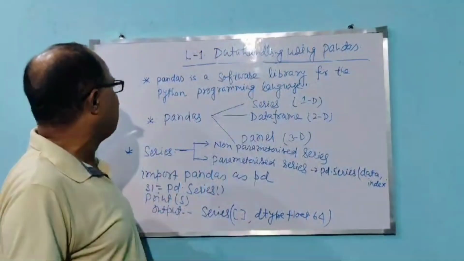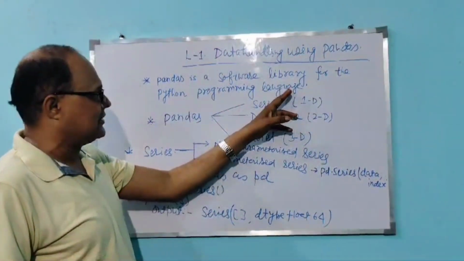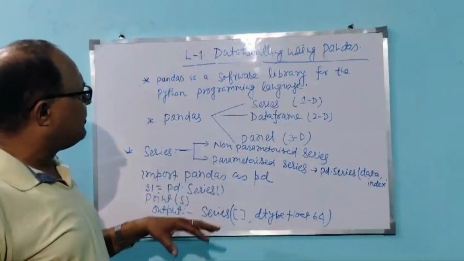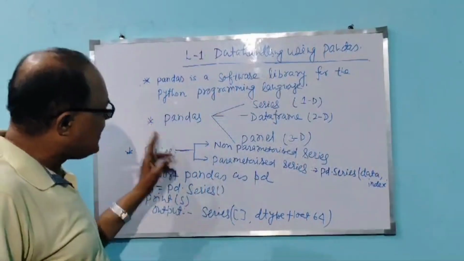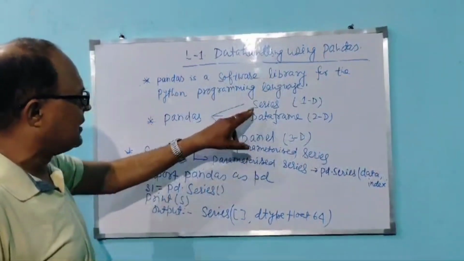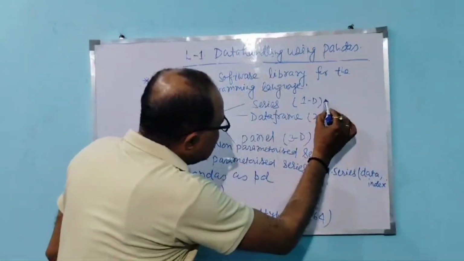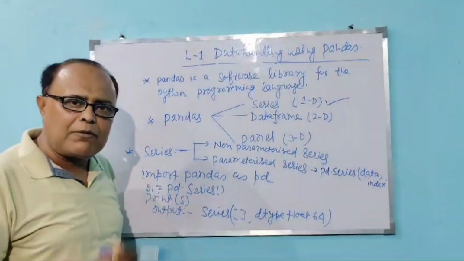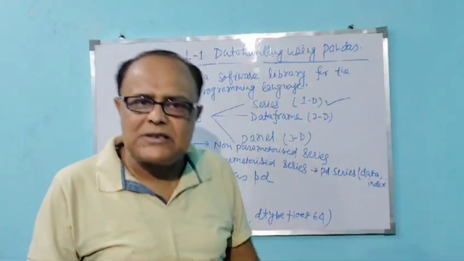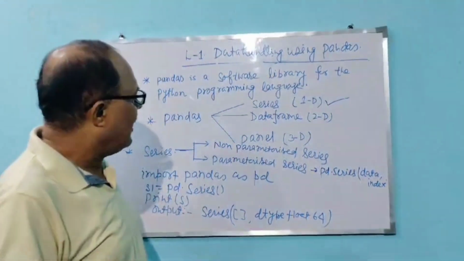Pandas is a software library for the Python programming language. Actually, this library contains mainly three parts. Series: in a series, data is arranged in a 1D array, a one-dimensional array.